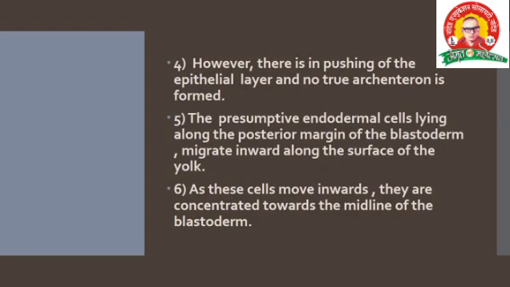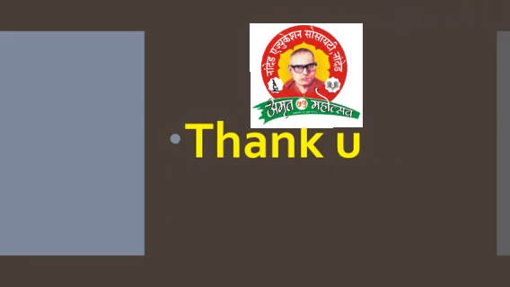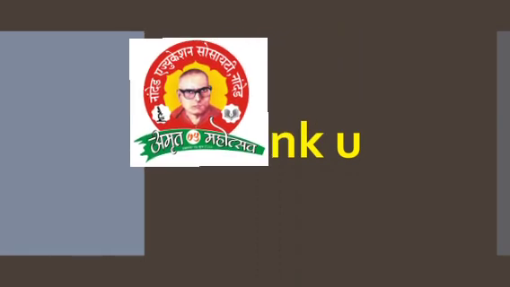The prospective endodermal cells lying along the posterior margin of the blastoderm migrate inward along the surface of the yolk. The last point is that as these cells move inward, they are concentrated towards the middle of the blastoderm. All this process is going on in gastrulation. Okay, thank you.